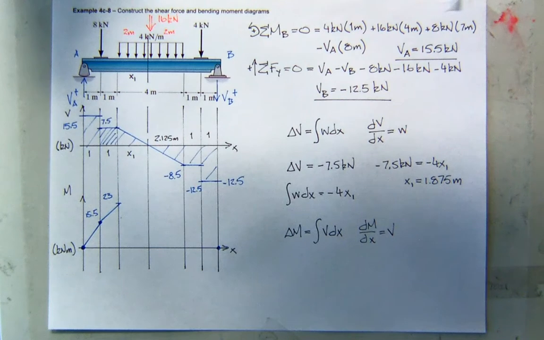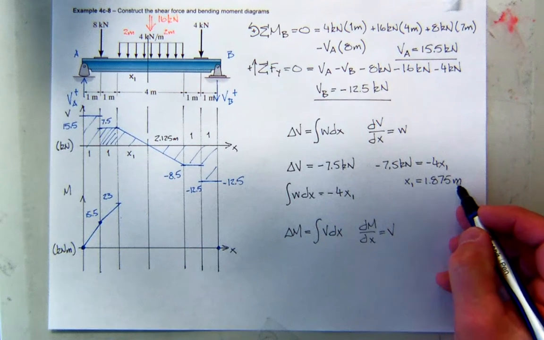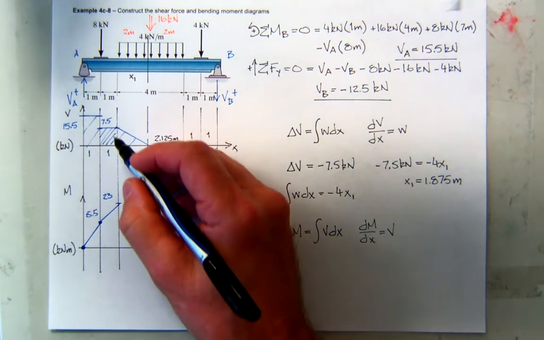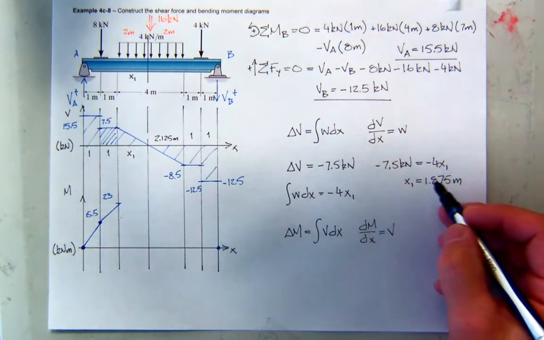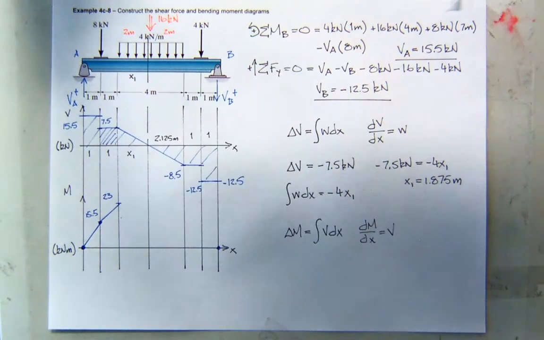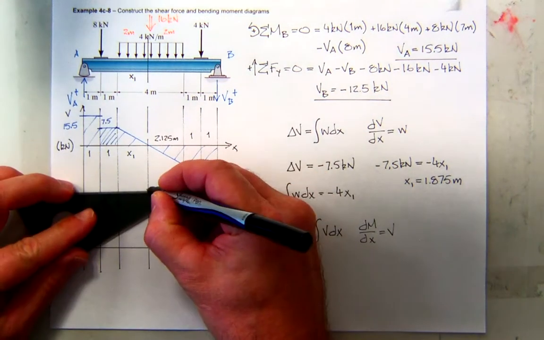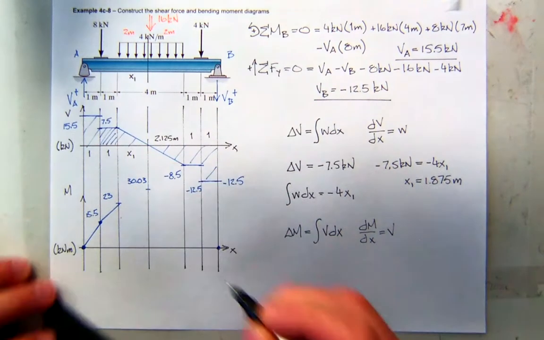So far, so good? So what do we do over the next segment, which happens to be x1, which happens to be 1.875 meters? Well, again, the change in the moment is the area of the shear diagrams. What's the area of this shear diagram right here? It's a triangle. So 1/2 base, which is 1.875, times height, which is 7.5. What's that number? Something a little less than 7.5. 7.03. If you add that to 23, you get 30.03. That's close enough.